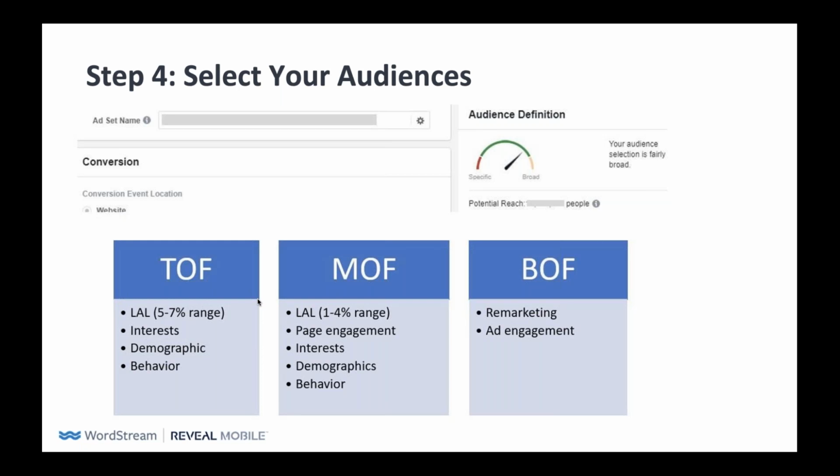Another big piece here is that not only are you targeting different audiences, but you also need to make sure that you are excluding different audiences at the different funnel stages. So as prospects move from the top of the funnel to the bottom of the funnel, they aren't seeing ads from the previous stage that they are in. So for example, if you're targeting interests at the top of funnel, you should be excluding remarketing from there, because we want them to move further and further down that funnel.